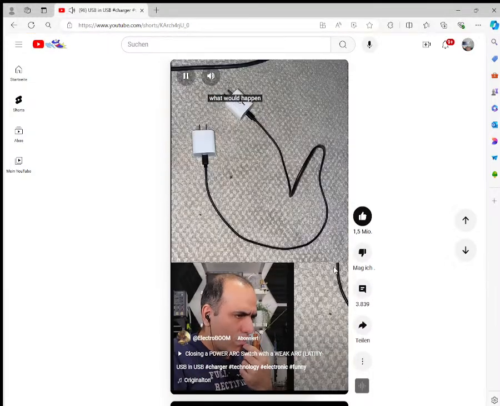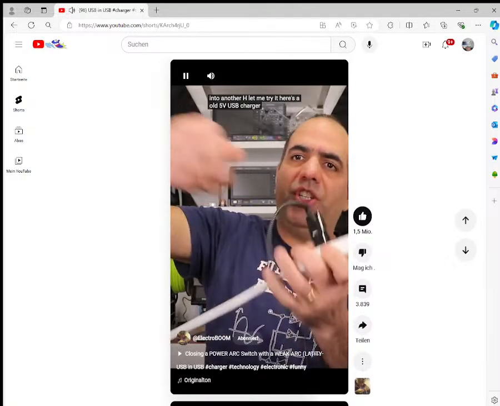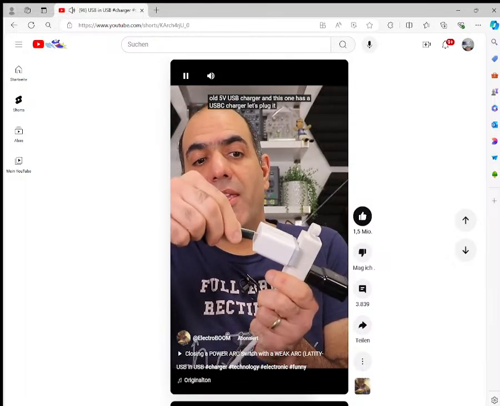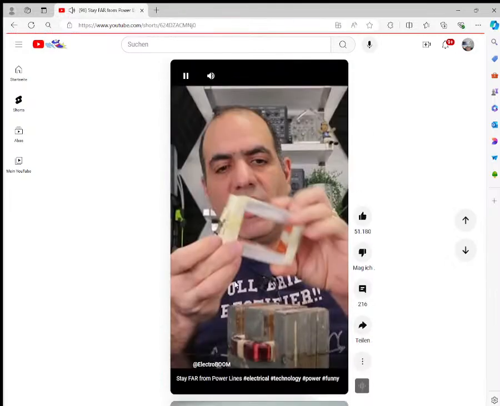What would happen if one charger is plugged into another? Let me try it. Here's an old 5-volt USB charger, and this one is a USB-C charger. Let's plug it in. Nothing happens because they both stay at... Let me see.